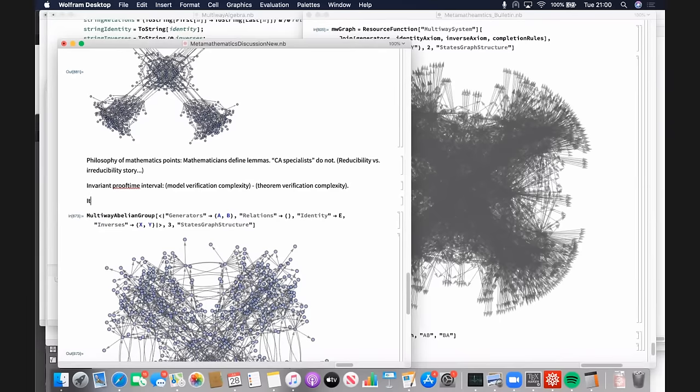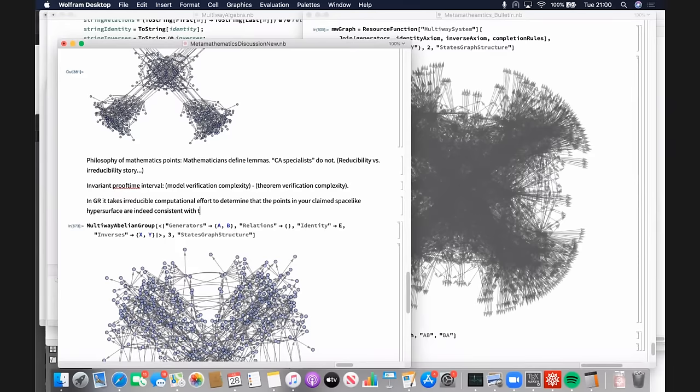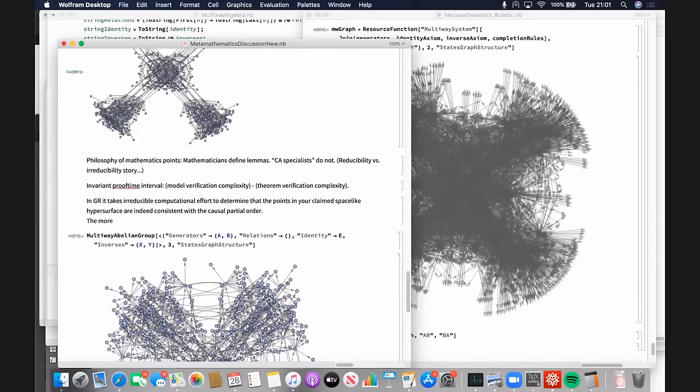Well, in GR, it takes irreducible computational effort to confirm that you have a valid choice of foliation, to determine that the points in your claimed space-like hypersurface are in fact consistent with the causal partial order. Indeed, right. But I just want to understand: in general relativity, what you're doing there is trading off the establishment of a valid sequence of spatialized hypersurfaces, with the model validation, against the actual following of these edges. But let's see, there are more things that are true. Okay, but what is the analog of special relativity? What is the analog of the Minkowski? Or isn't there one?